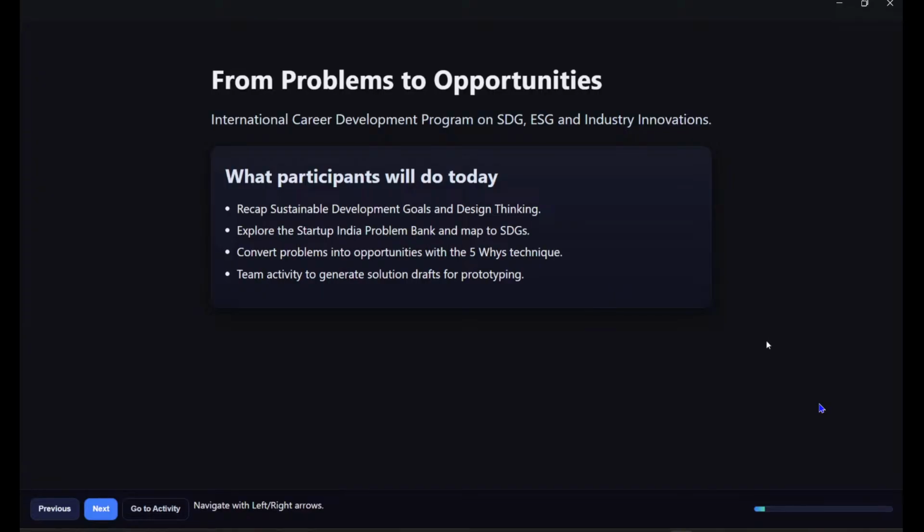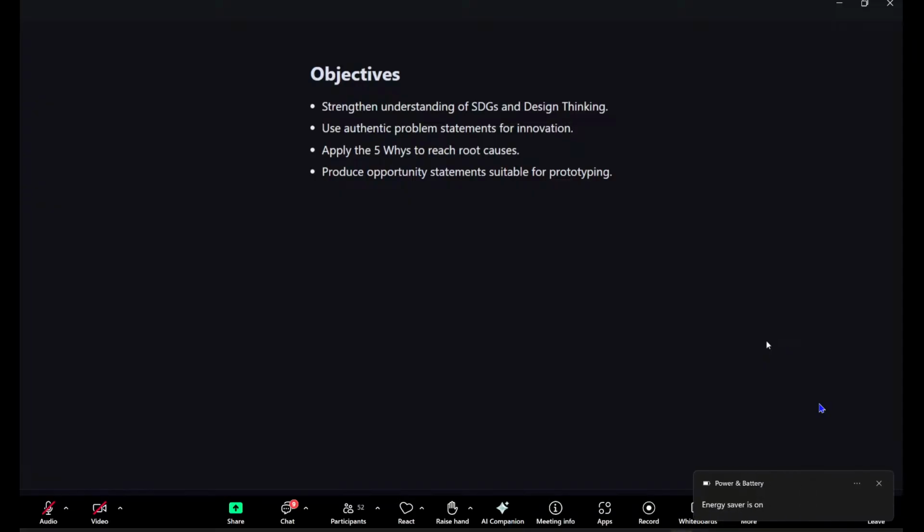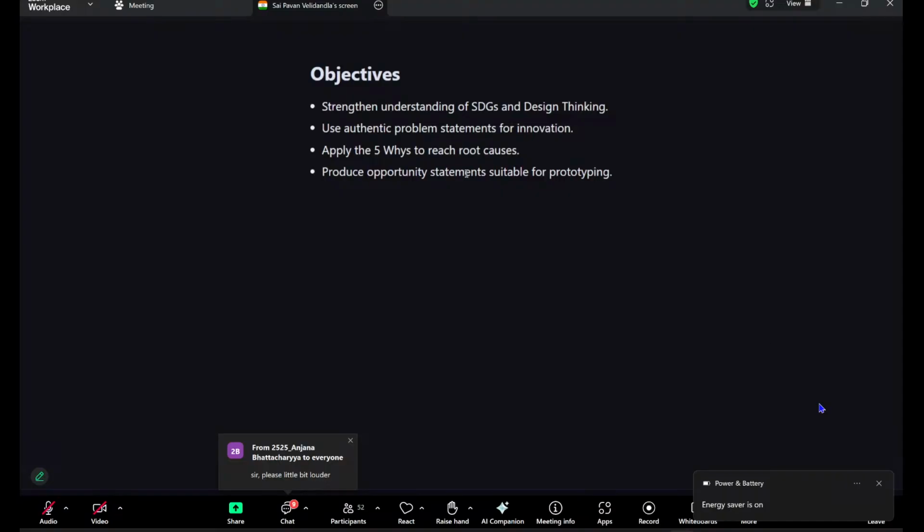So here, the first thing, the objectives are very clear: strengthening understanding of SDGs and design thinking. So let me ask you this. What is SDG? And what does design thinking have to do with this?